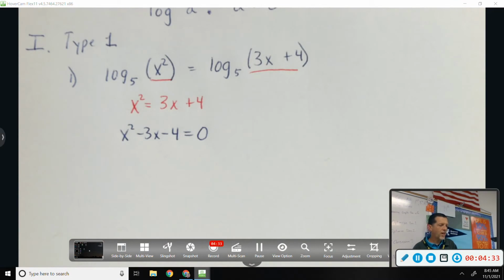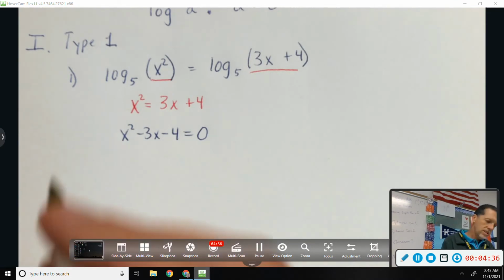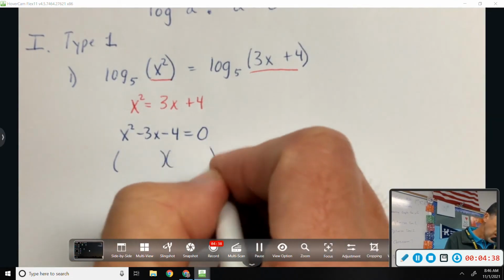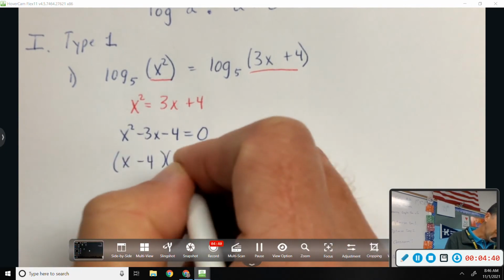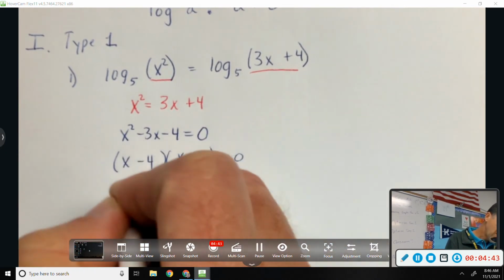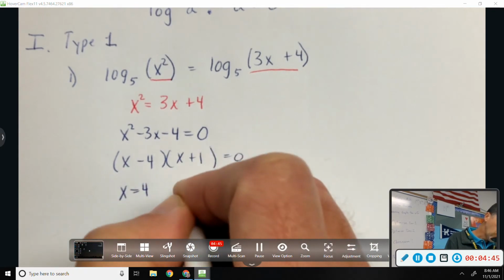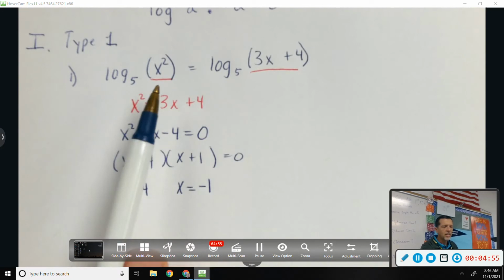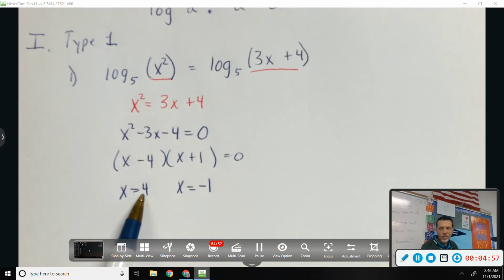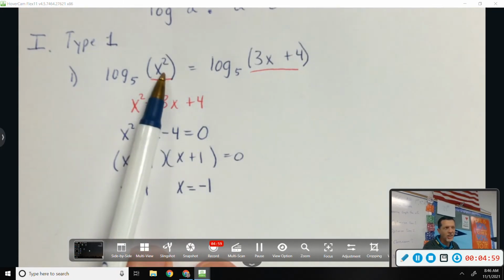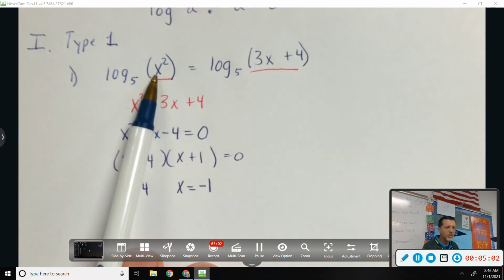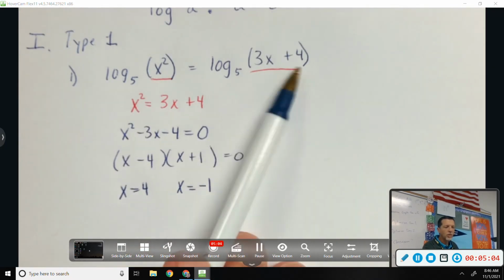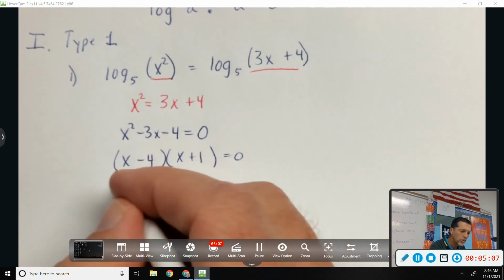Oh, look, we threw in a factoring problem. x minus 4 and x plus 1. So x equals 4 and x equals negative 1. Are we okay with x equals 4? Yeah, so it doesn't matter if the answer is positive or negative. It matters what we're taking the log of, though, so be careful. 4 squared, 16. We're good with that. 12 plus 4, 16. Yeah, we're good with x equals 4.